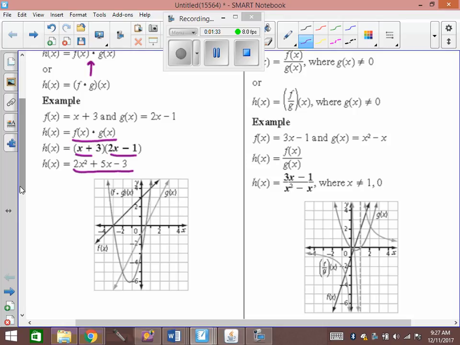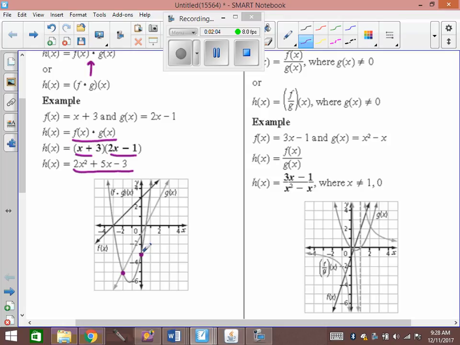So if we look down here, say we have to do f times g. So f at negative 2 is 1, and g at negative 2 is negative 5, and 1 times negative 5 is negative 5, so we get our new point, right? And then say we go to 0. f at 0 is 3, and g at 0 is negative 1, and 3 times negative 1 is negative 3. And we get all of our points, just like we did with the addition and subtraction.